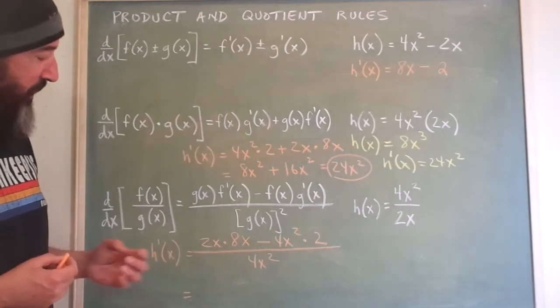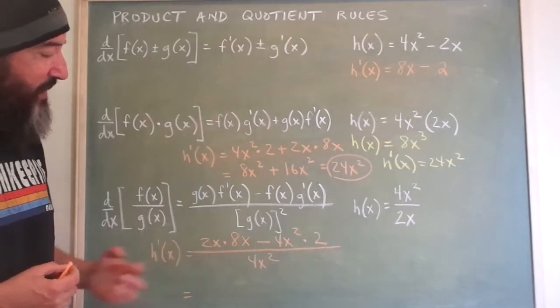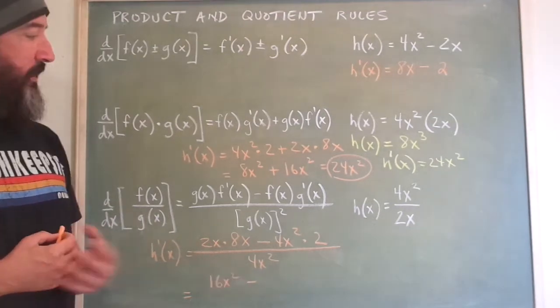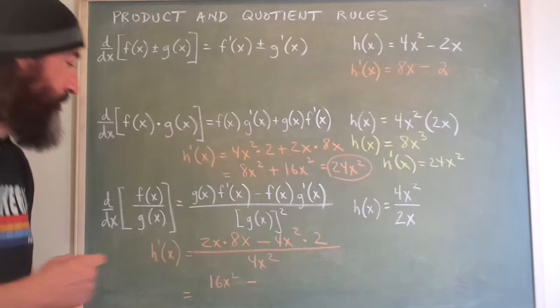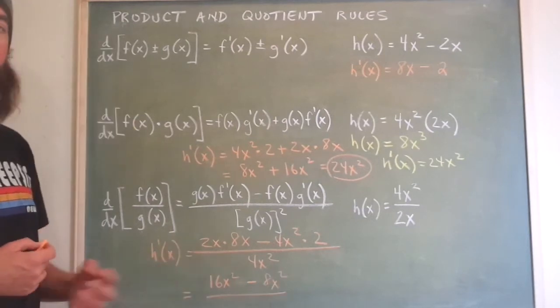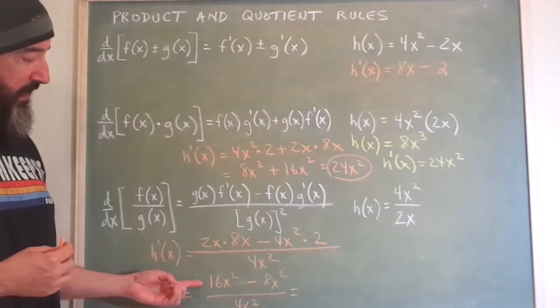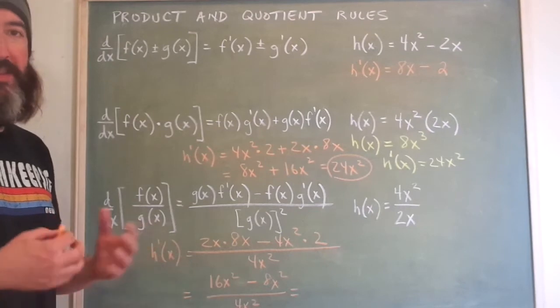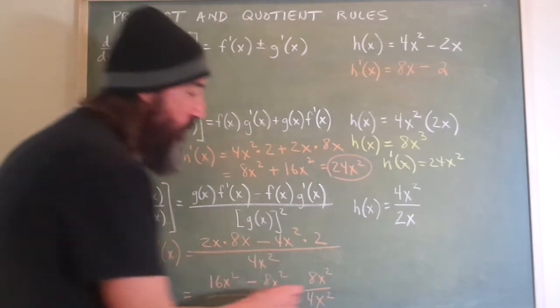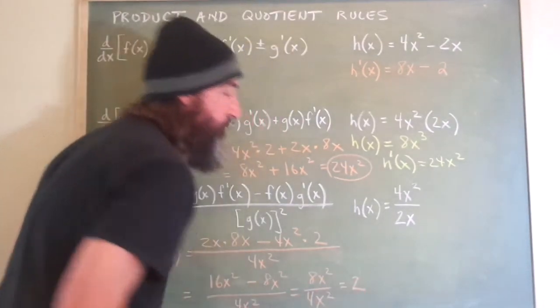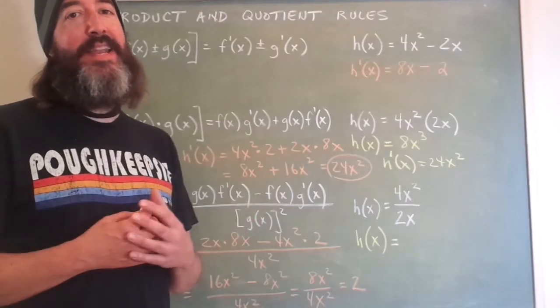We can, of course, simplify this. 2x times 8x is 16x squared, and 4x squared times 2 is 8x squared. And I'll put that all over the 4x squared. Well, 16x squared minus 8x squared would be 8x squared, and 8x squared divided by 4x squared would just equal 2. Now, once again, let's go see that that is indeed true.